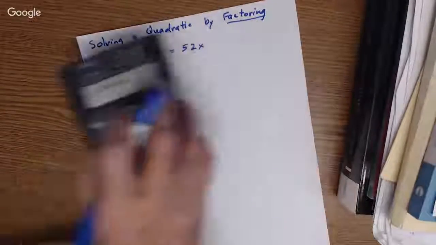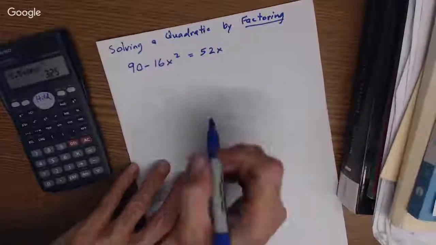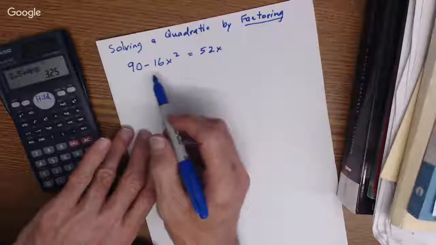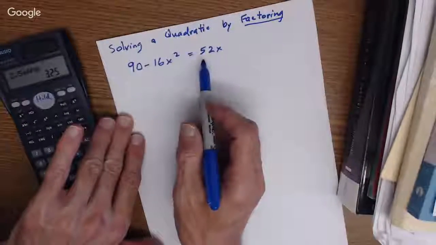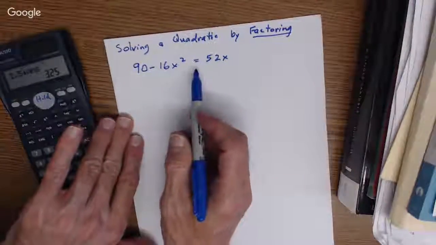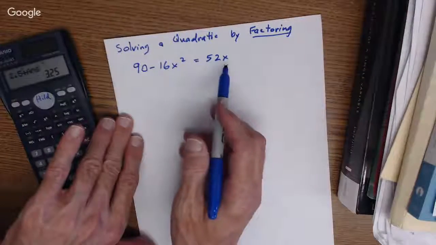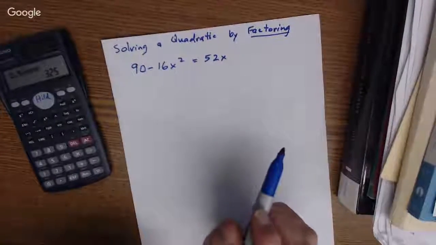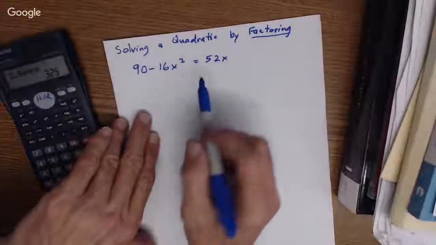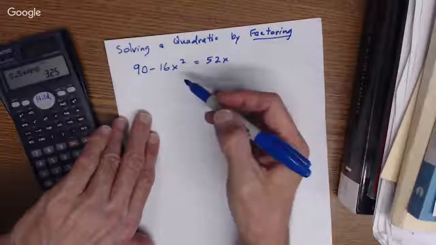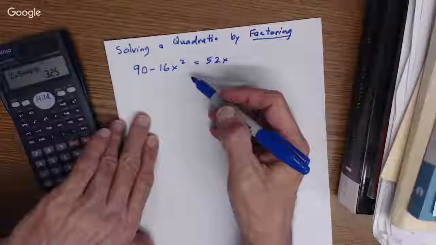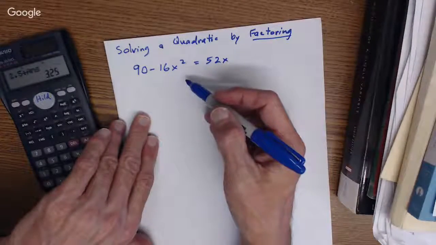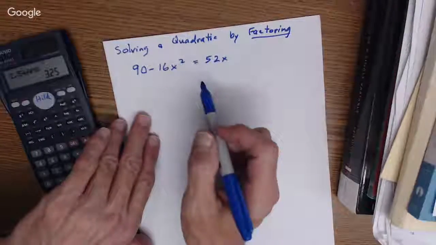All right, let me show you how to solve a quadratic equation by factoring. So here's a pretty complicated quadratic equation: 90 minus 16x squared equals 52x. Obviously it's going to factor. I wouldn't give it to you otherwise, but let's see if we can figure it out. And of course, if it doesn't factor, you can solve it with the quadratic formula. I'll show you how to do that also, and you should practice that.